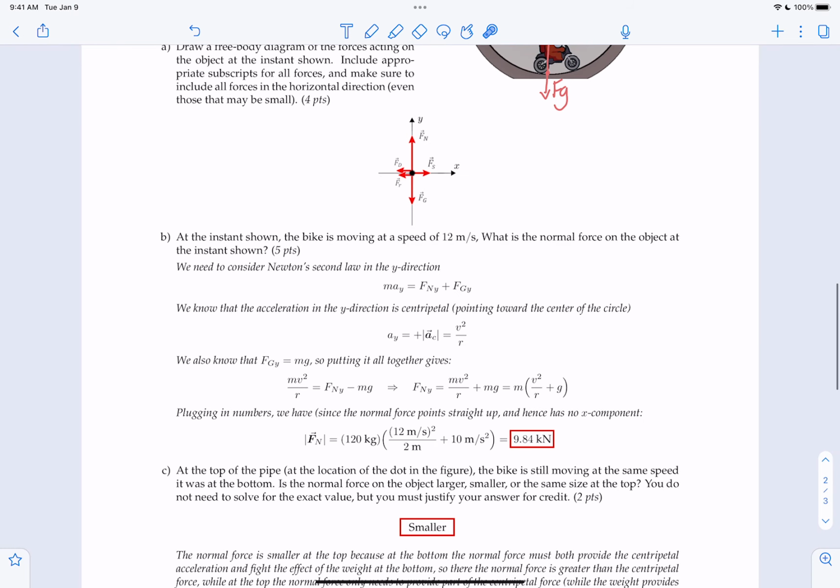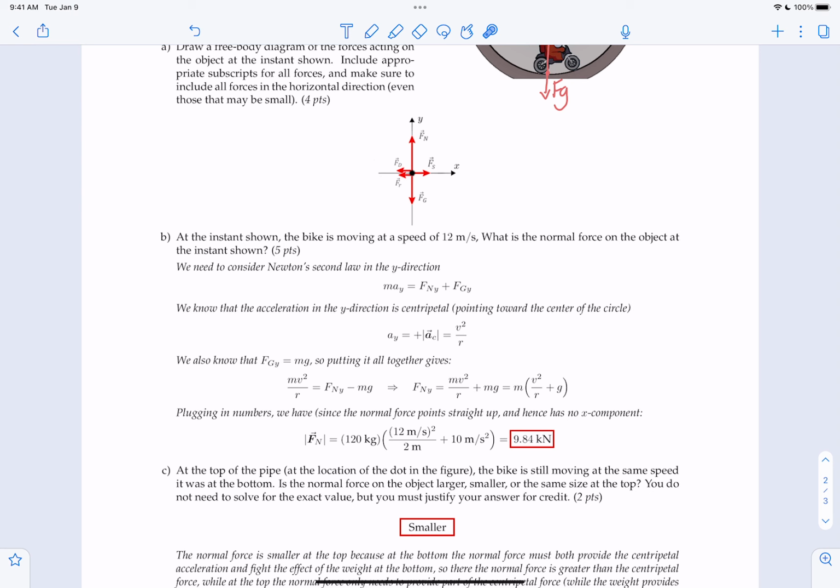Now, they said at the instant shown, the bike is moving at a speed of 12 meters per second. What is the normal force on the object at the instant shown? So we have speed, right? How do we relate that to forces? Now, we know that speed often relates to forces, especially when we have centripetal force, right?